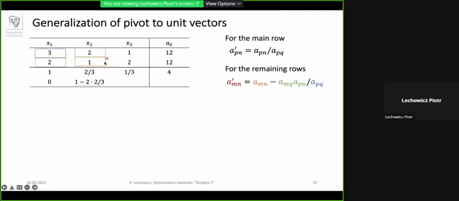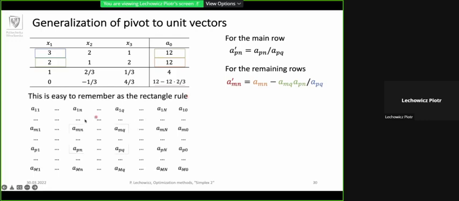If we want to make a pivot on this value, we select this value and subtract the multiplication of the value in the Q column in the same row and the value in the n column in the p row, divided by the value for which we are making a pivot. So we repeat this step for all the variables. It's easy to remember this method as the rectangle rule.